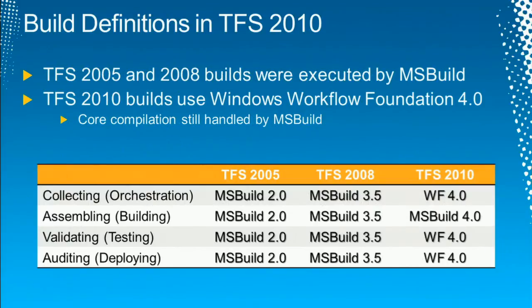Now, in 2010, we've had this evolution of how things worked. In 2005, MSBuild 2.0. In 2008, MSBuild 3.5. And then you'll notice what's happened in 2010. Workflow has taken over as the orchestration engine, and only assembling, that building stage, is using MSBuild.